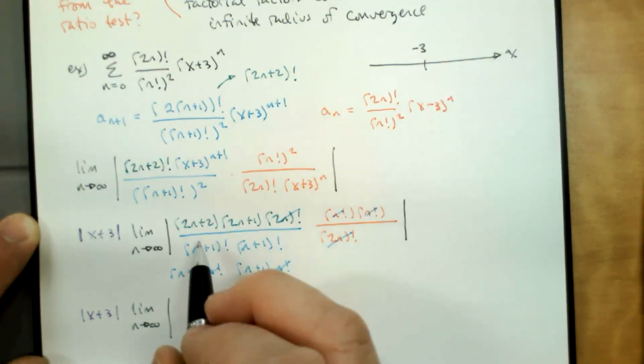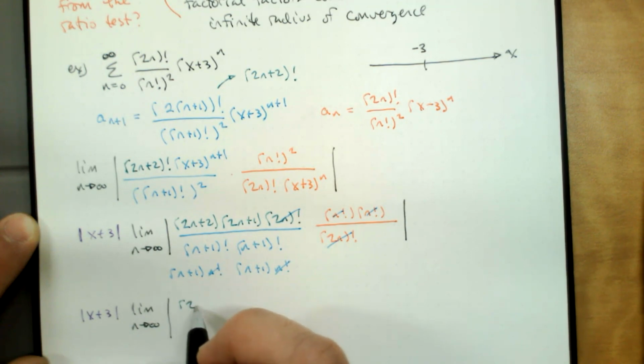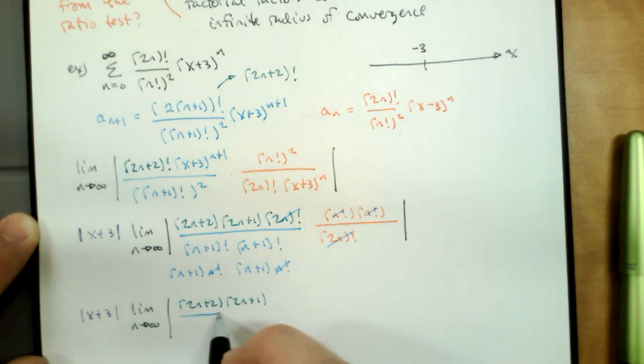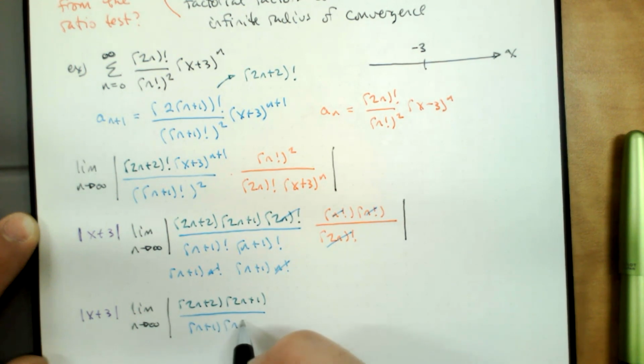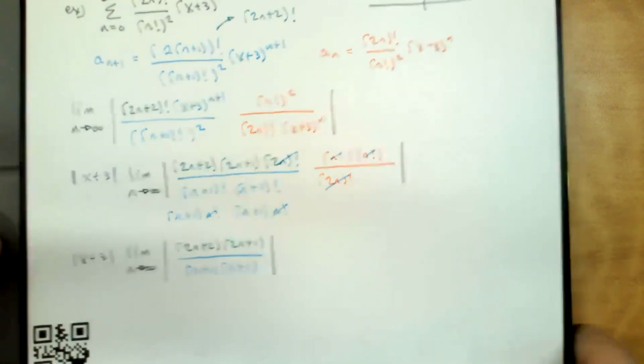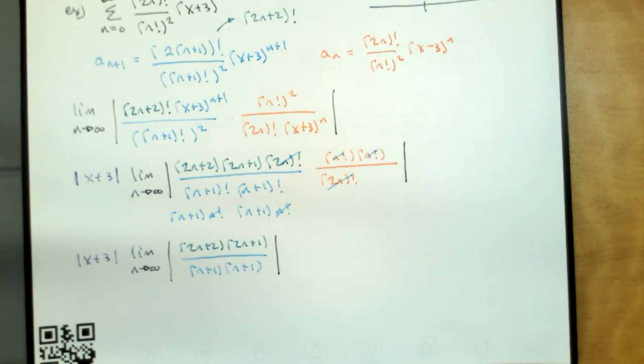So what's left over in the numerator is a 2n plus 2 and a 2n plus 1. And what's left behind in the denominator is an n plus 1 times an n plus 1. So the limit as n goes to infinity of 4n squared over 1n squared. These factorials were balanced out. That 2n factorial left behind 2 powers of n, 2n plus 2 and 2n plus 1. The n factorial squared in the denominator left behind 2 factors of n, and n plus 1 squared.